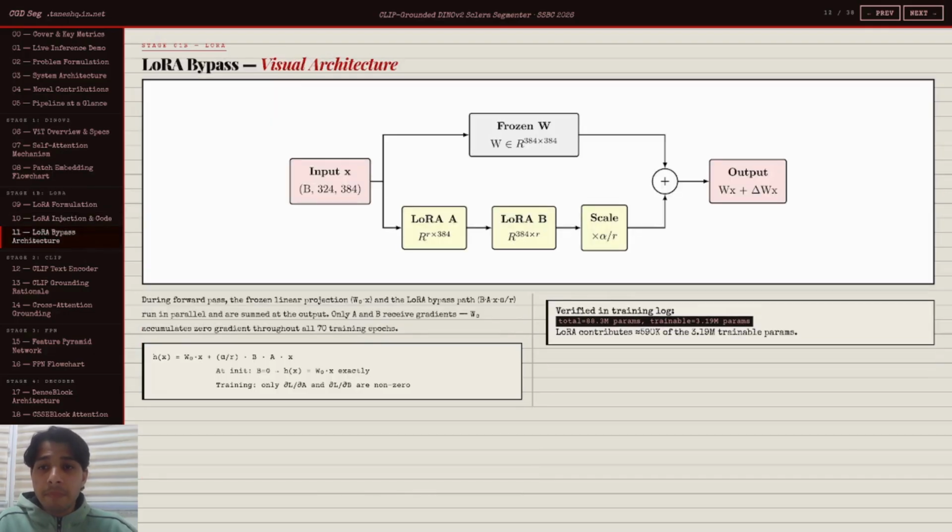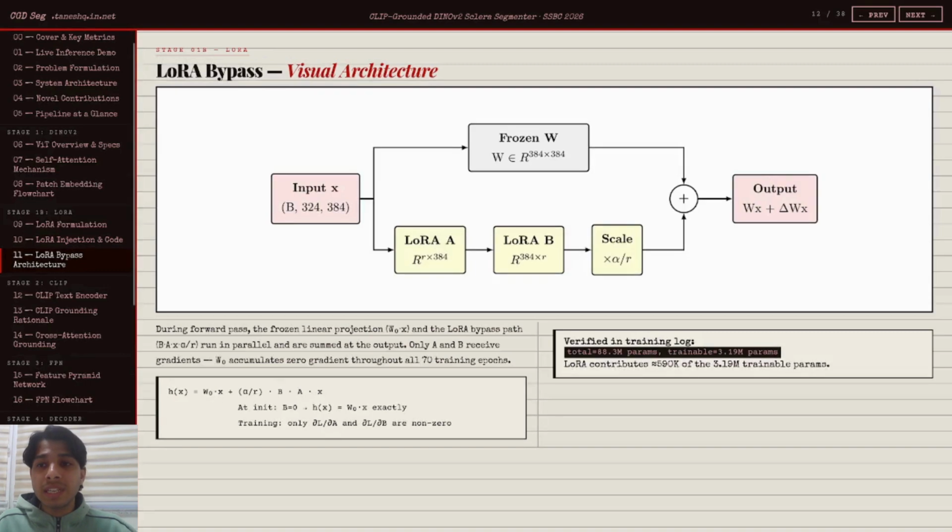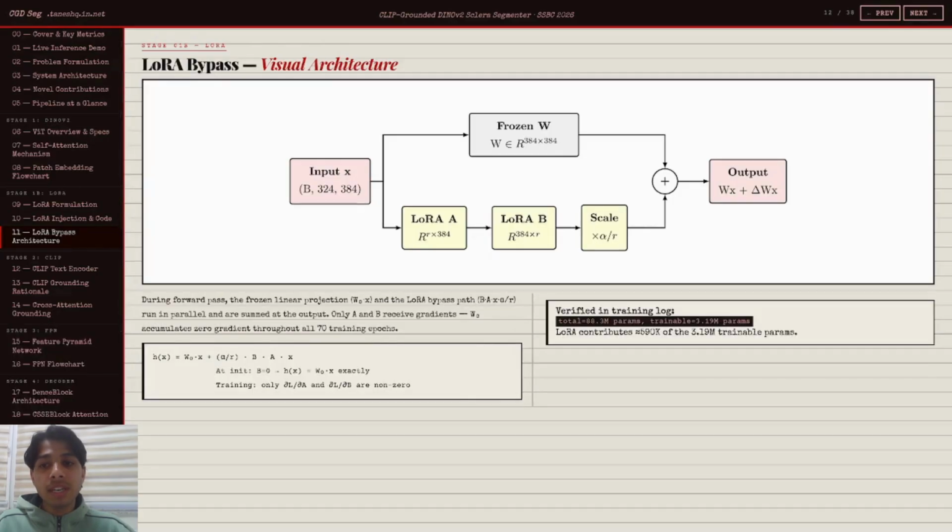This diagram makes the parallel paths visually explicit. The top path is the frozen original weight. It always produces the same output for the same input no matter how long we train. The bottom path is the LoRA bypass, which starts contributing nothing and gradually learns the sclera specific correction. Their sum is what flows to the next stage. This guarantees the model can never do worse than the original Dino V2 at the start of training, which makes the optimization much more stable and reduces the risk of catastrophic forgetting.